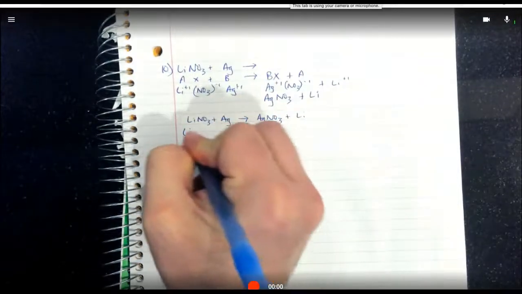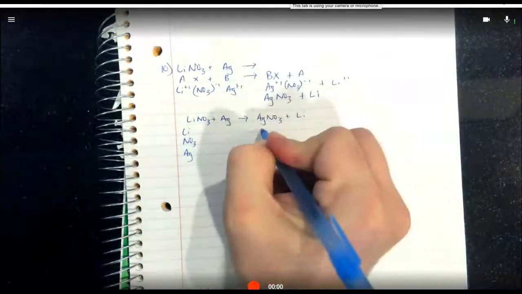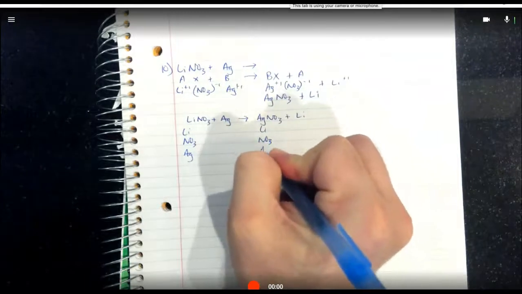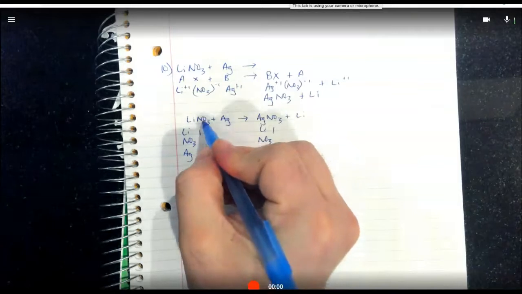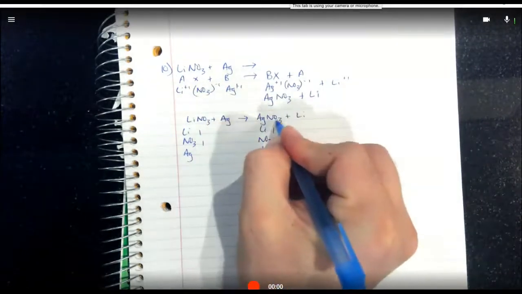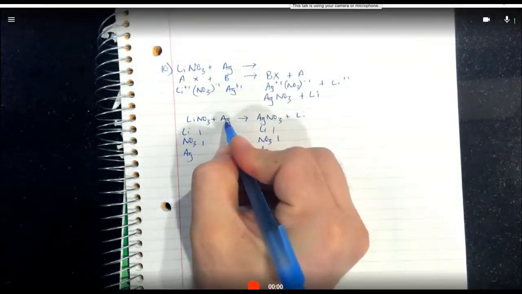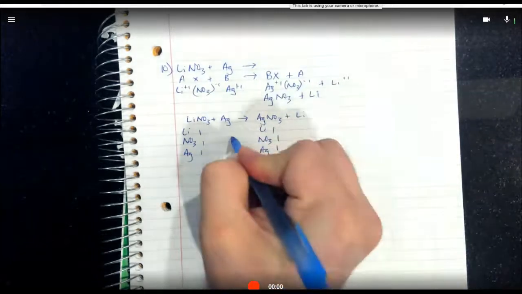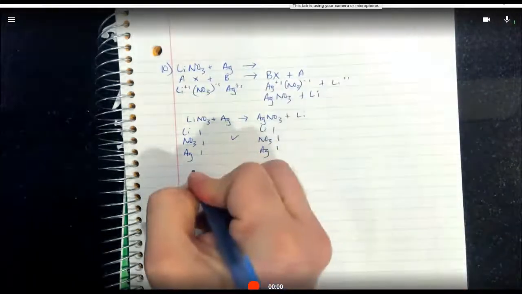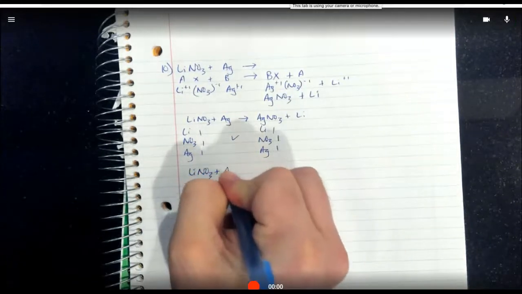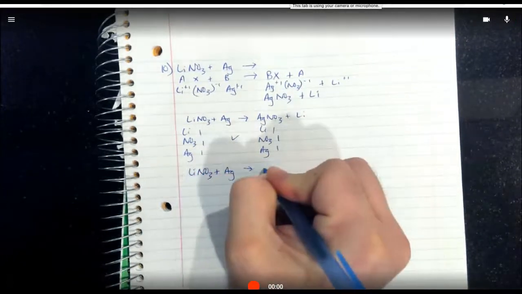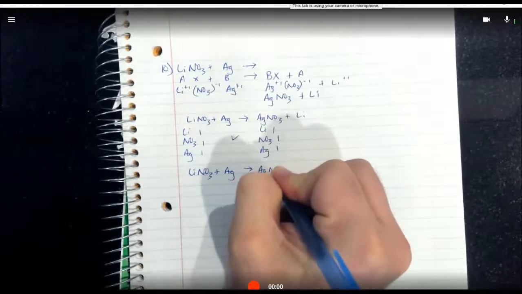Once again, I like to keep those polyatomics together, so we'll write nitrate. Okay, lithium, 1 on each side. Nitrate, 1 unit. Nitrate, 1 unit. And then silver, 1, silver, 1. So they balance out. We have LiNO3 plus Ag gives us silver nitrate plus lithium.